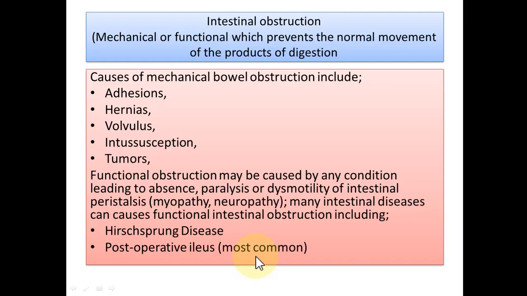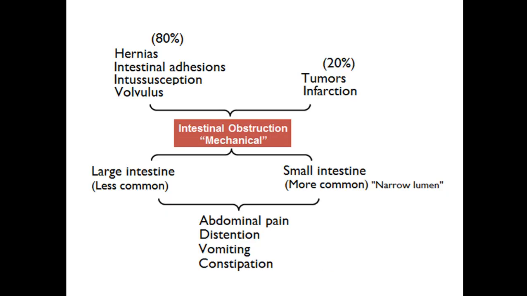The post-operative ileus, which is seen post-operatively after abdominal surgeries, is the most common cause of the intestinal obstruction, particularly in adults.